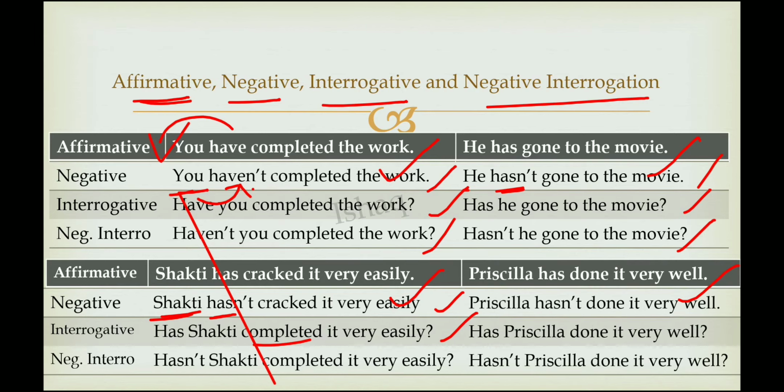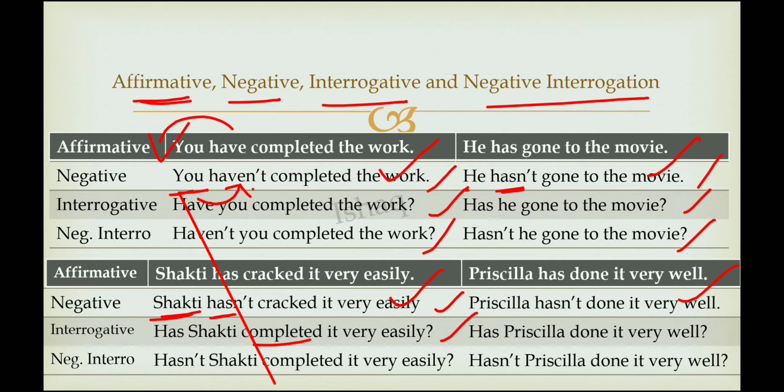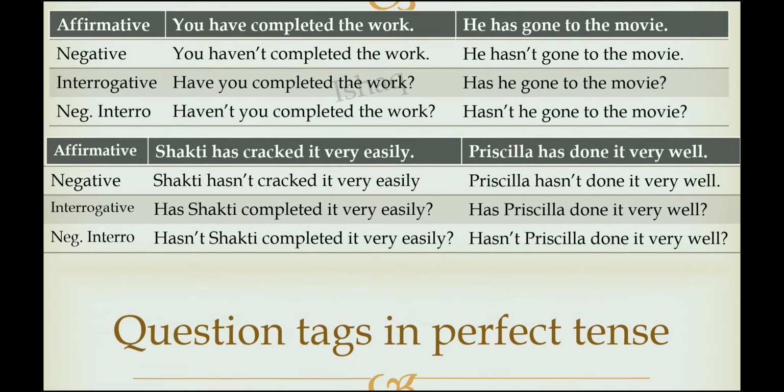Okay, let's see the last one also. "Priscilla has done it very well." For the negative we write "Priscilla hasn't done it very well," then "Has Priscilla done it very well?" and "Hasn't Priscilla done it very well?" Hope you have written all the answers correctly. So let's move to the next slide.